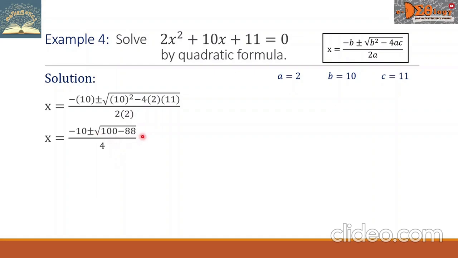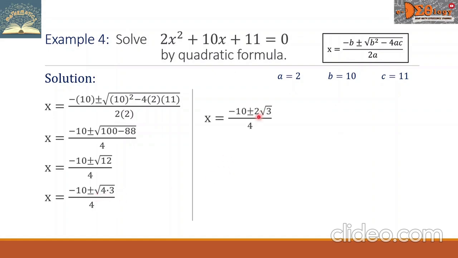We simplify the values inside the radical symbol. 100 minus 88 is 12. Now we simplify the square root of 12. This is not a perfect square number, so we simply take the factors of 12, one of which must be a perfect square number. So we have the square root of 4 times 3. And we know the square root of 4 is 2. We can pull it out of this radical sign. So we have now 2 square root of 3.